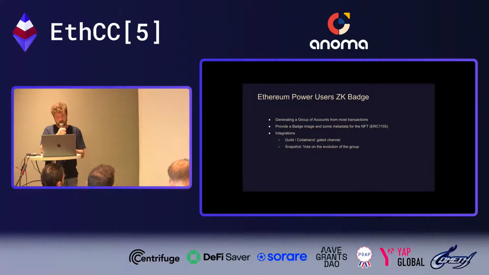So thanks to that, we then need to provide a badge image and some metadata for the NFT. And in the third part, it's how we are going to integrate it with tools. So Guild collaborated to do a gated channel and a Snapshot to vote on the evolution of the group. The idea was to let users vote privately, through their ZK attestation and the badge, on how they are going to let the group change in the future. So if we integrate new users, how are we going to integrate them and stuff like that.